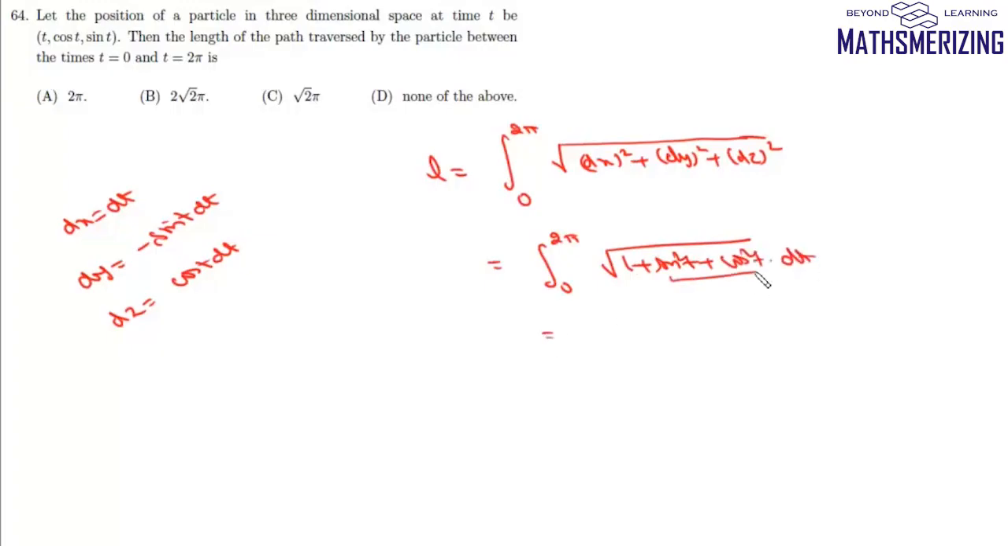Now sin square theta plus cos square theta is 1, so it will be root 2, and then this integral from 0 to 2 pi dt, which is nothing but 2 pi. So it will be 2 root 2 into pi, and that's your option number B.